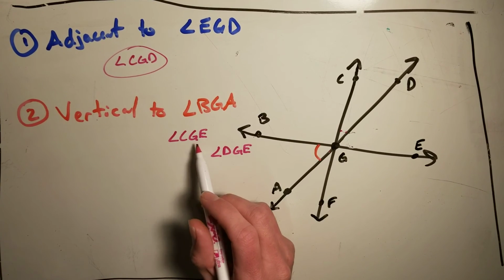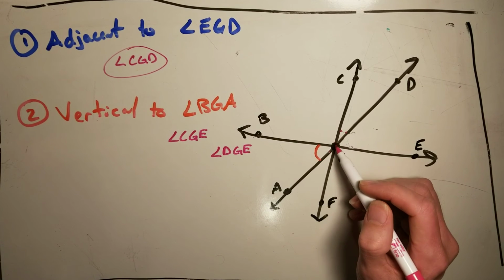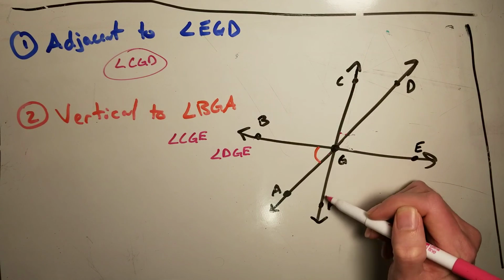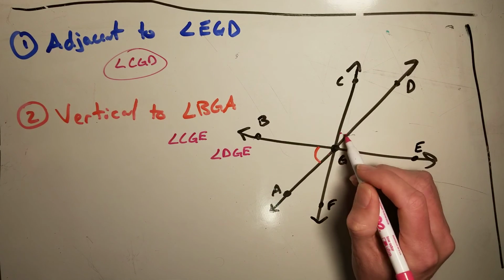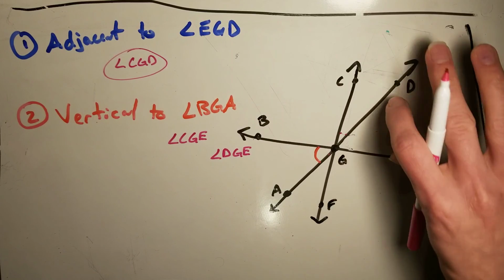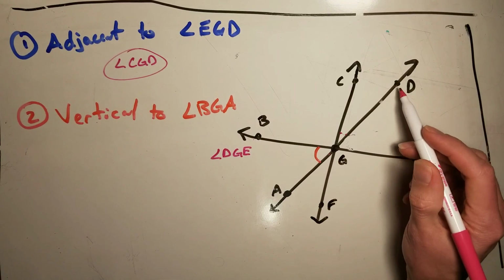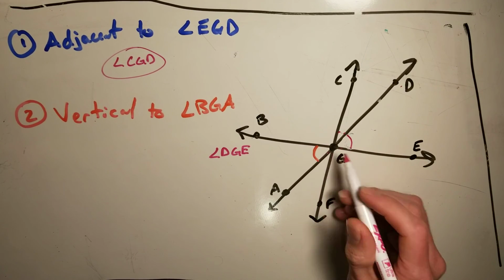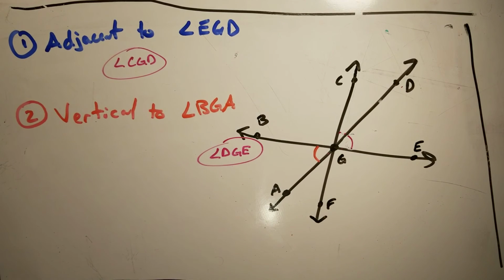We have angle CGE. Again, we have the same vertex, but we're not using the same lines. We're using CG or CF, this line here, and the line BE to form this whole angle. And we were using the other two lines to form our original angle, so that doesn't work. Hopefully this last one does. We have angle DGE, that's this angle here, and if you look, same vertex, and they are opposite using the same two lines. Here's your winner. That's the angle that's vertical to angle BGA.